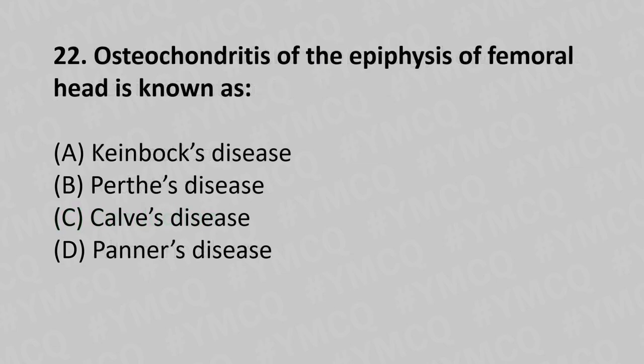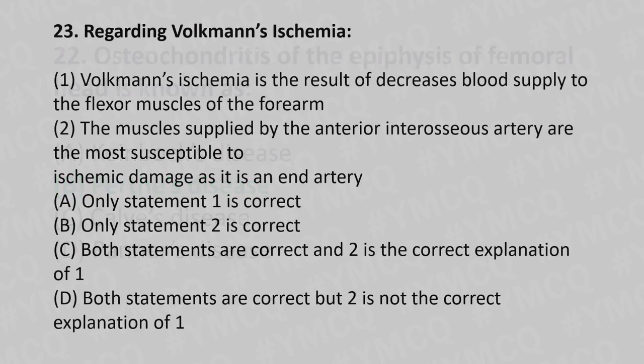Osteochondritis of the epiphyses of the femoral head is known as option A, Kienbock's disease. Option B, Perthes' disease. Option C, Calve's disease. Option D, Panner's disease. And the answer is option B, Perthes' disease. Moving to our 23rd question.